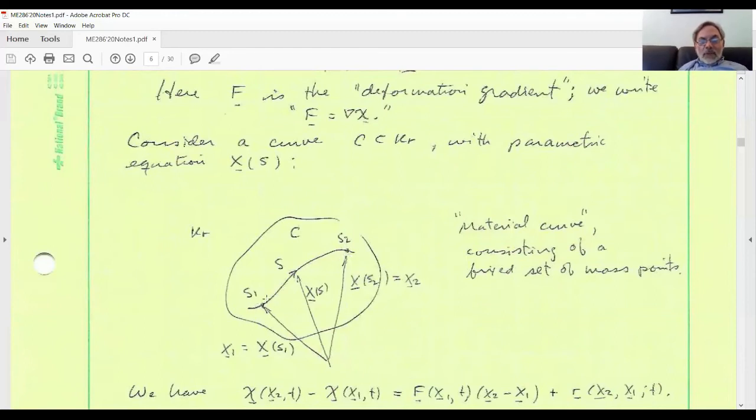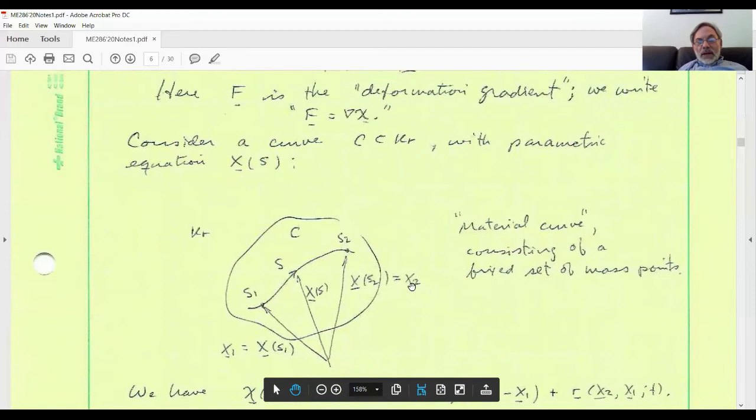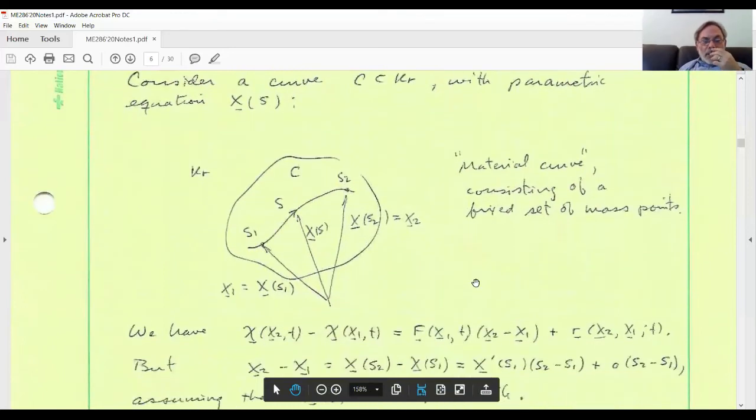We'll parameterize it by arc length, capital S. So the parametric representation of the curve will be capital X of S. And let's have a point here, X1, which is X evaluated at arc length value S1. X2 is X evaluated at arc length value S2. And for points in between, we simply have X of S. Okay?